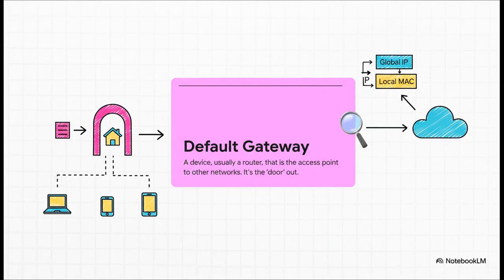In the networking world, we call that door the default gateway. For pretty much all of us at home, that's just our Wi-Fi router. It's the one and only exit point connecting all your local gadgets to the huge open internet. Every single piece of data you send out has to go through it first.